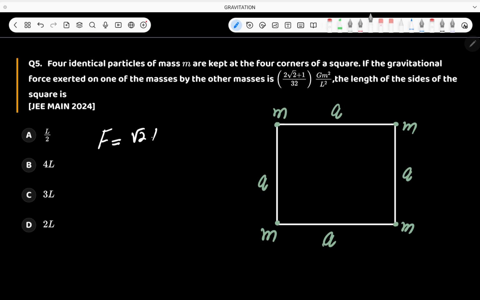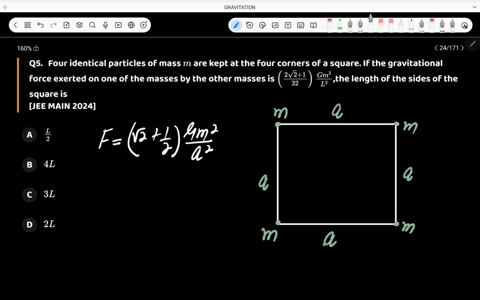That is (√2 + 1/2) multiplied by G m square divided by a square. Isn't it? This is the net gravitational force on one particle. Now we have done this multiple times. So 4 identical particles of mass m are kept at 4 corners of a square. If the gravitational force exerted on one of the masses by the other masses is this, the length of the side of the square is. Now let's try to do one thing, that is equate it with this. So here I will write, beta, this gravitational force is twice (√2 + 1)/2, cross multiplied here, G m square divided by a square.